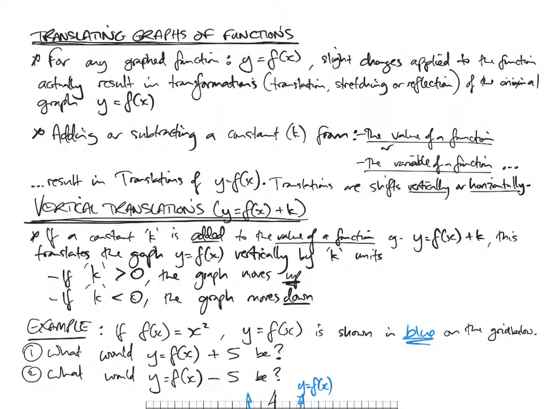So the first thing we're looking at is translation, which is moving up or down. If you add or subtract a constant, which we'll call k for this video, from the value of a function, so if you added or subtracted from this f of x here plus 2, for example, or take 2, or if you added or subtracted a constant k from the variable function, so if you did y is equal to f of, and then in the brackets x plus 2 or x take 2, it's going to result in the translation of the original graph. The translation is a shift vertically or horizontally.